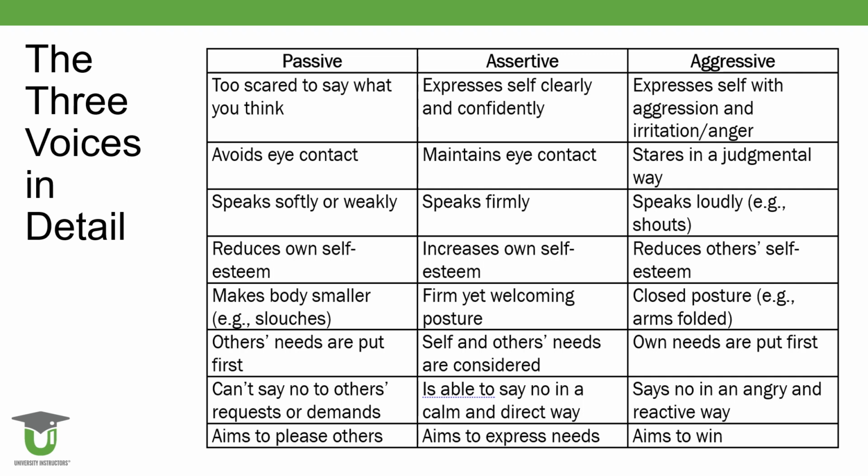On the other end of the spectrum, aggressive communicators express themselves with irritation or anger, often speaking loudly and focusing only on their own needs, which can reduce others' self-esteem. Assertive communication, however, strikes a healthy balance. Assertive individuals express themselves clearly and confidently while respecting others. They maintain eye contact, speak firmly, and can say no in a calm, direct way. This approach builds confidence, supports positive relationships, and ensures that both their own needs and the needs of others are valued.